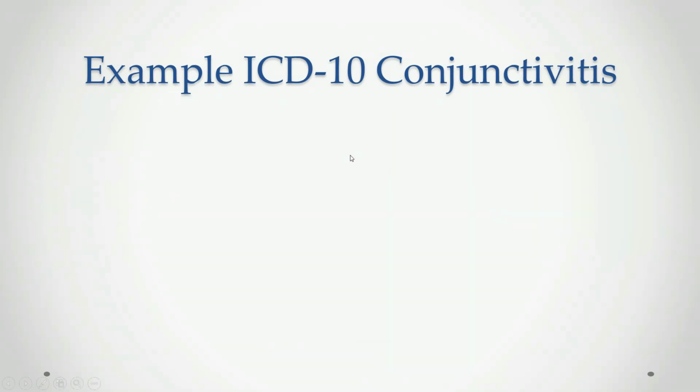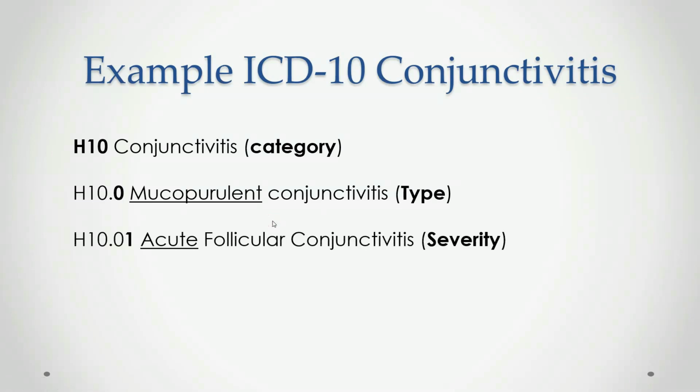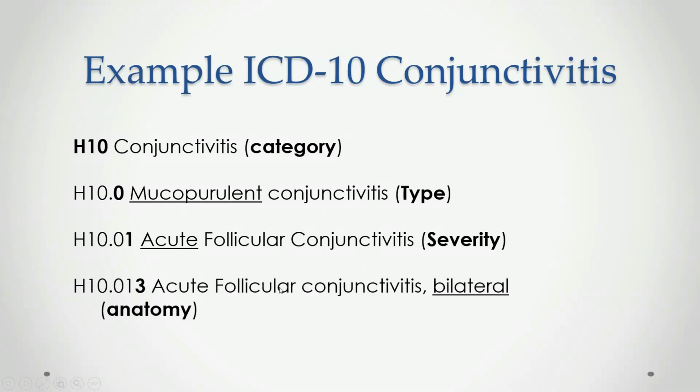So let's talk about an example of conjunctivitis. You have a patient who has conjunctivitis. You are capturing the category if you were to type that in as your primary diagnosis. But if you start to be more specific, you talk about mucopurulent conjunctivitis, now you're including the type. If you say acute follicular conjunctivitis, now you're including the severity. And then finally, if you talk about acute follicular conjunctivitis and include the site or the anatomy, bilateral, now you have a more specific code. You went from a 3 to a 6 alphanumeric code.